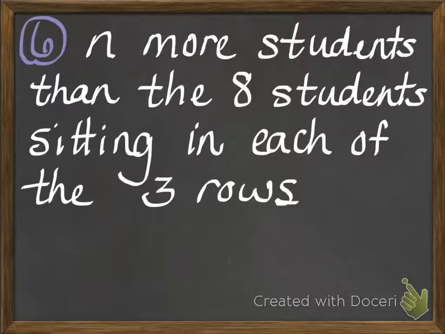How about this one? N more students than the 8 students sitting in each of the 3 rows. This one's a little tricky. N more students than the 8 students sitting in each of 3 rows.